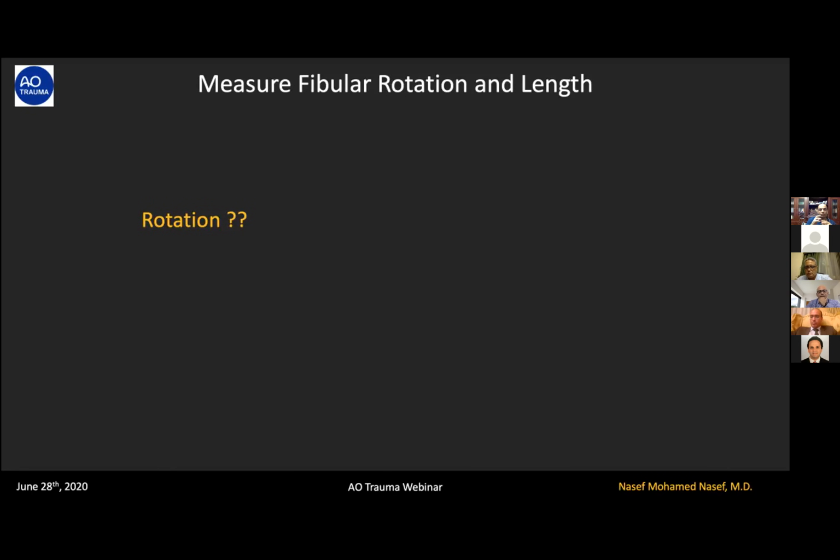You try to guess according to the mortise view intraoperatively how the incisura is reduced or not. There is no definitive method, I don't think, for assessment of rotation intraoperatively. Preoperatively with CT scan, it's easy. And this is why, of course, like Dr. Mokhtar said, if you have a fracture, it's easy. You reduce your fracture, you know that your rotation is better.